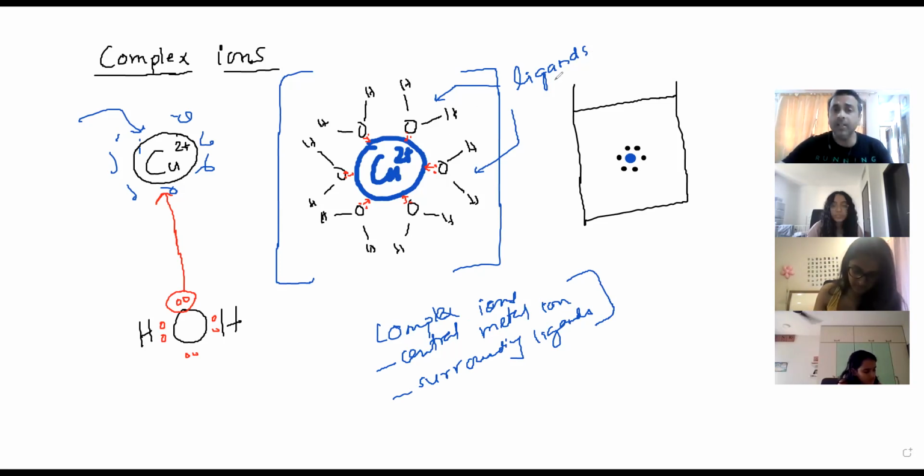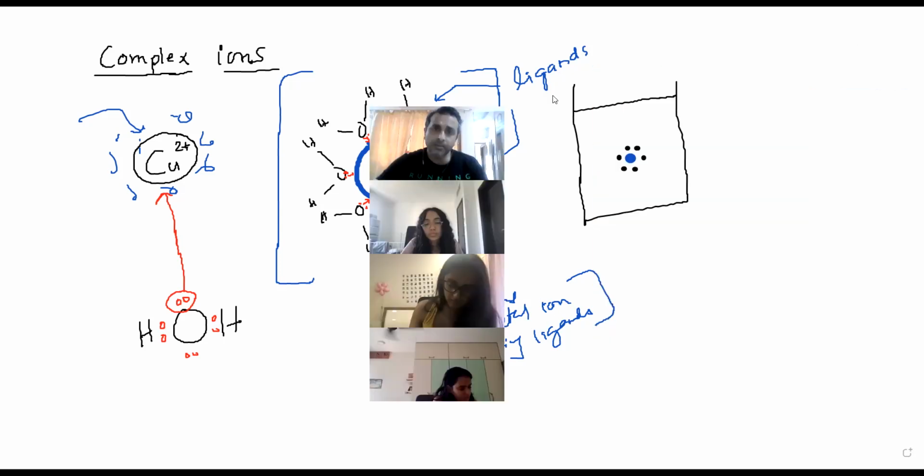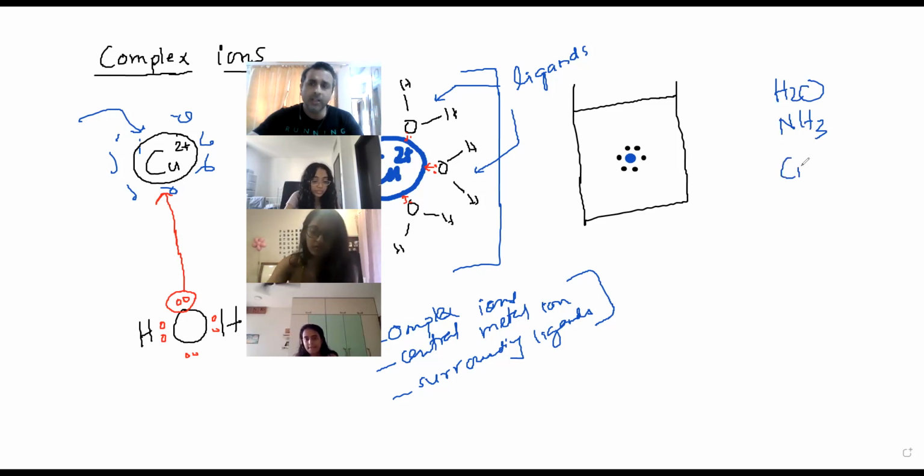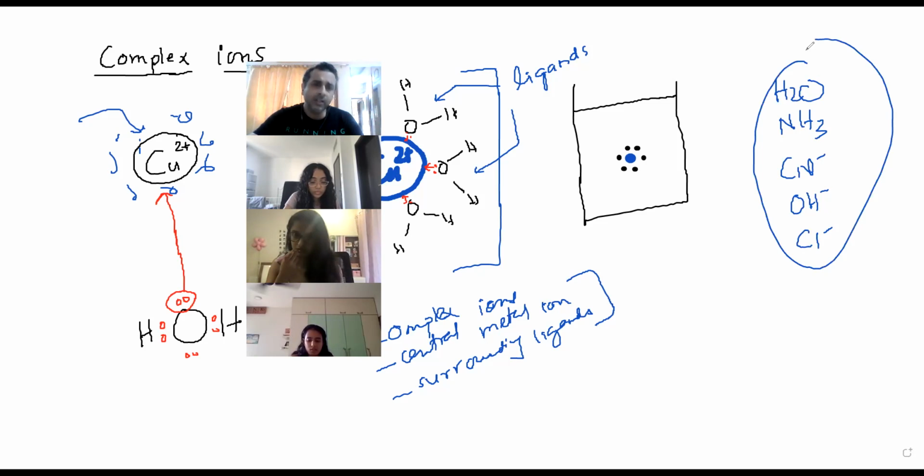So here I have taken water as a ligand. Now water is not the only ligand that you can have in a complex ion. There are several molecules or ions which can act as ligands. The common ones are water, which we have already talked about. Ammonia is also a very common ligand. Nitrile is a common ligand. Hydroxide is a common ligand. Chloride is a common ligand. Okay, and so there are many ligands. The list is given in the data booklet, so you can refer to that. I'll show you that list also.